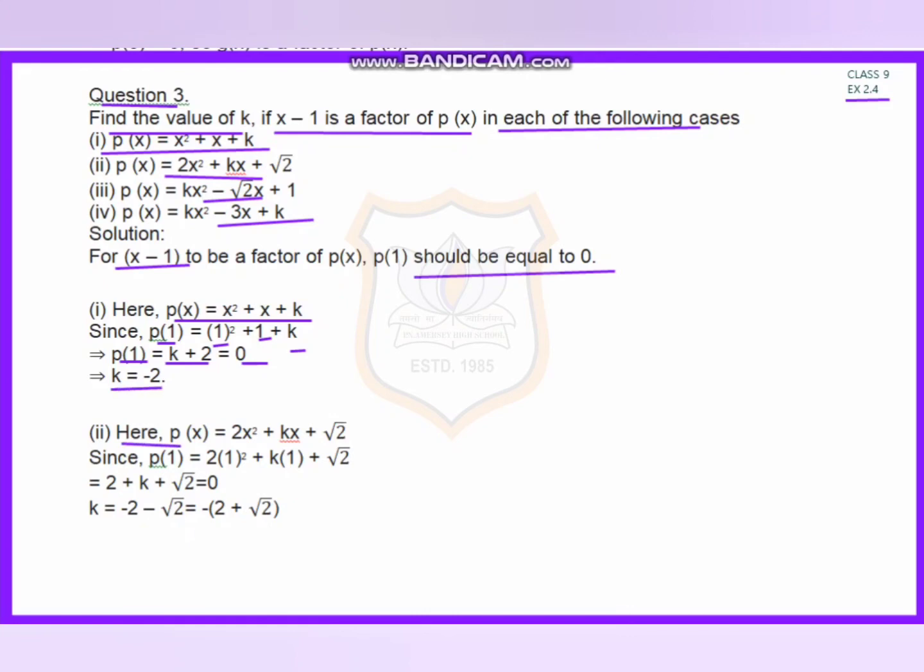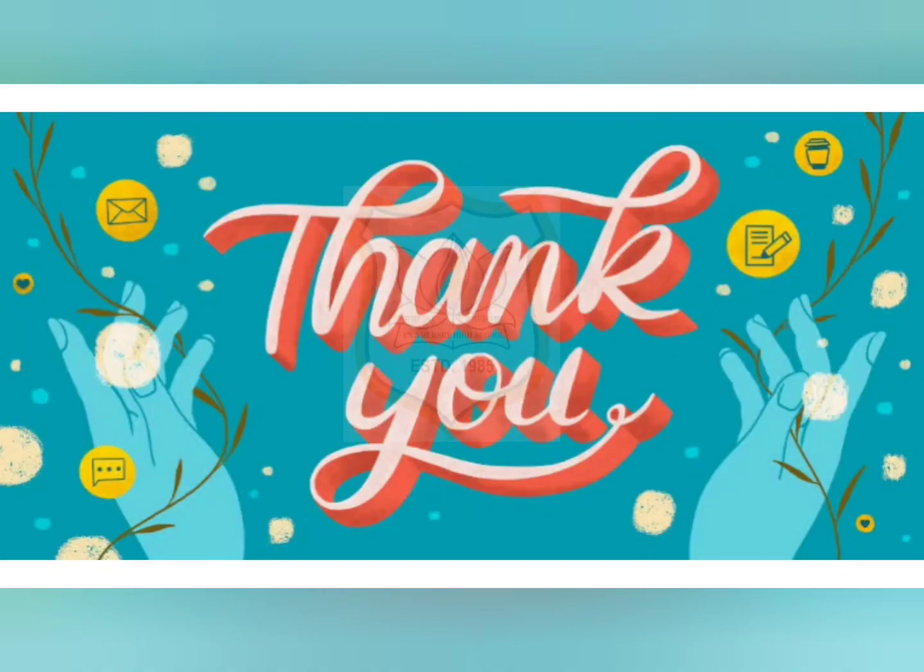In the same way, for the next question, p(x) is 2x square plus kx plus root 2. Here I know x minus 1 is a factor of the given polynomial, so I put the value of x as 1. So 2 into 1 square plus k into 1 plus root 2, and I know this equals 0. 1 square is 1, and 1 into 2 is 2. k into 1 is k, and root 2 is root 2. The root 2 goes to the other side and becomes negative root 2, and this 2 also goes to the other side as negative 2. So k is equal to minus 2 minus root 2. Taking a common minus, it is minus of 2 plus root 2. Thank you, students.